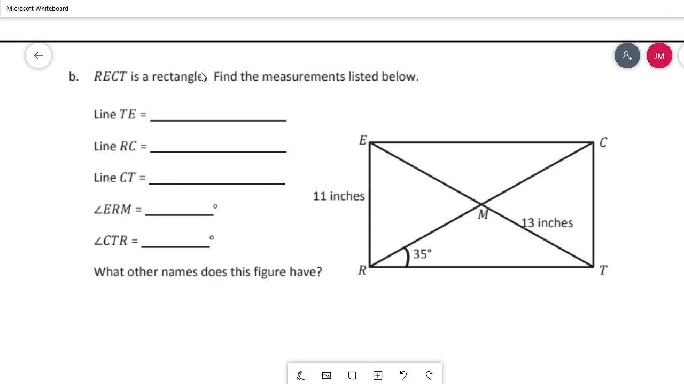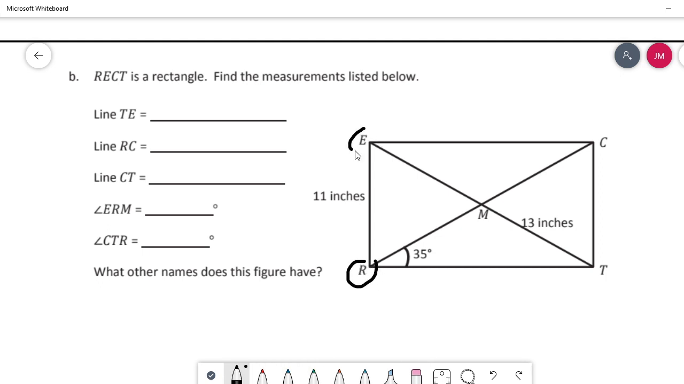RECT is a rectangle, and they call it RECT because of its vertices, these vertices are what make this rectangle. And remember that segment RE makes the rectangle, and segment EC, segment CT, and segment TR. All right, now here's the question.